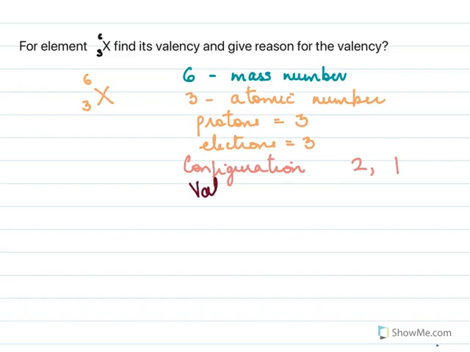Valence electrons, these are the steps you need to use to find valency. Valence electrons 1, outer electrons 1, so it's not stable. It will lose 1 electron, and hence valency is 1.